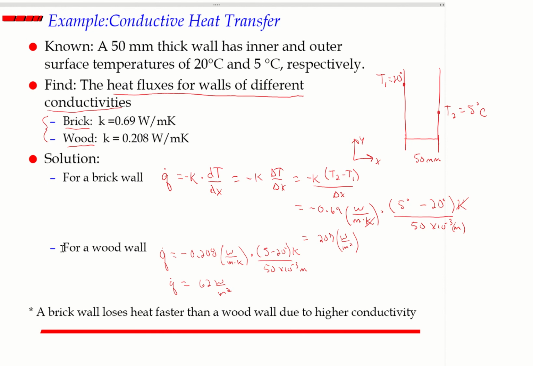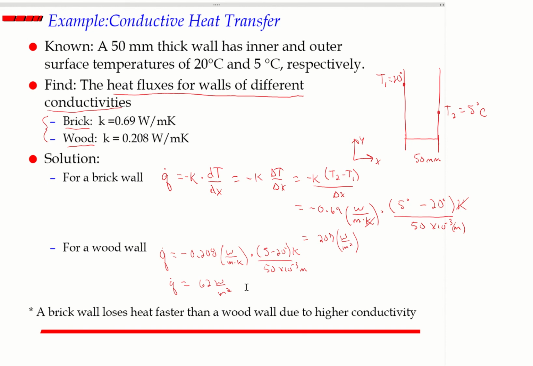Now for a wood wall, again, we use the same equation for heat flux, which is equal to k times delta T over delta x. So we put in k, the thermal conductivity for the wood, which is 0.208 watts per meter Kelvin, multiply it times T2 minus T1 divided by the thickness, and we get 62 watts per meter squared.